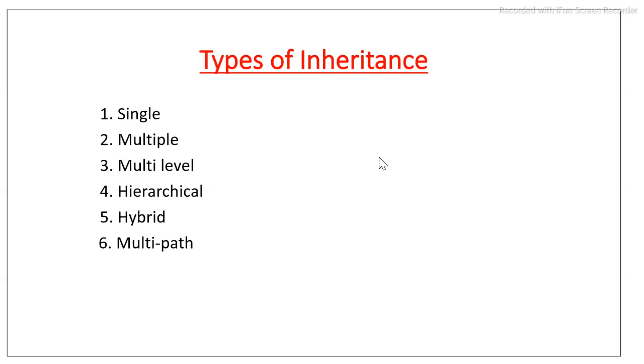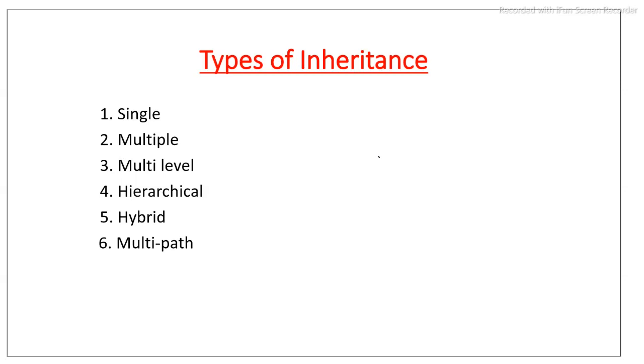And we know that when we are creating a new class from a previously existing class, that process is known as inheritance. In such a case, the previously existing class or the old class is otherwise known as base class or parent class, and the newly created class is known as child class, derived class, or subclass. And among the types of inheritance, there are actually six types included in object oriented programming.